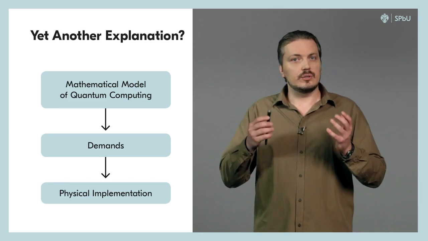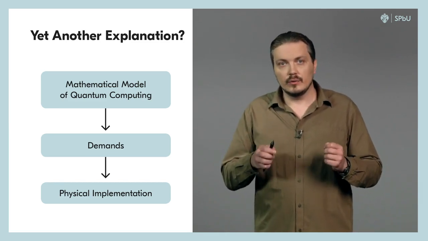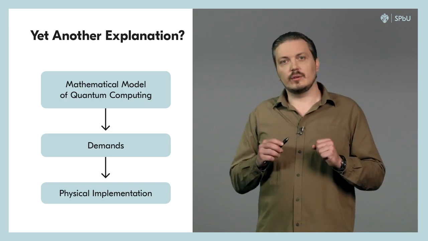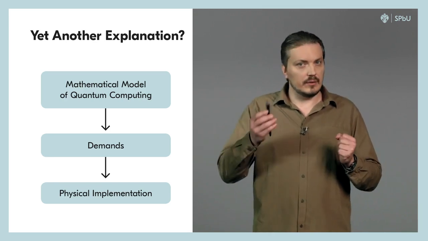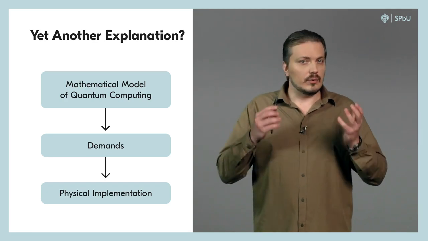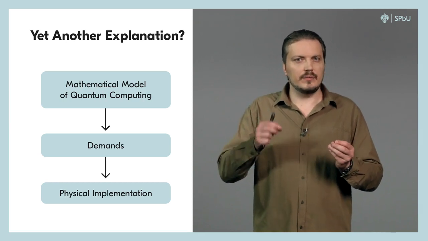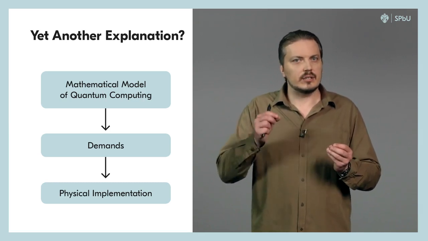Instead, I will assume that we already have the mathematical model. We take it for granted for now. Physicists invented it, why wouldn't we trust them? And from this mathematical model, we will pick out the demands for the physical process that it describes.